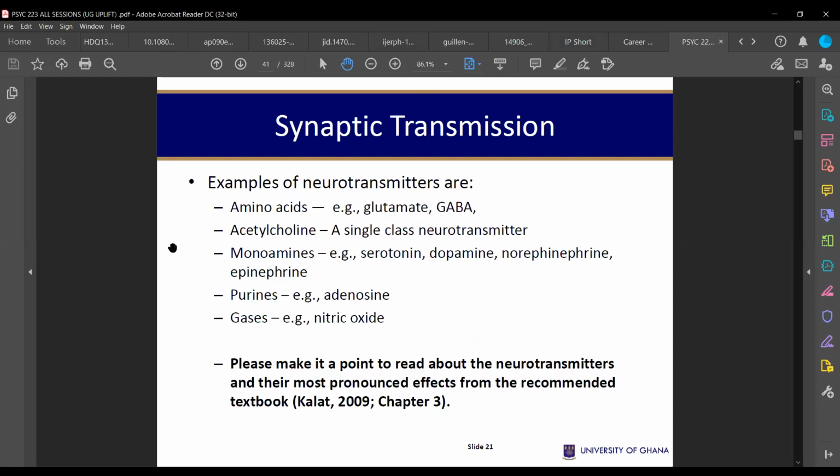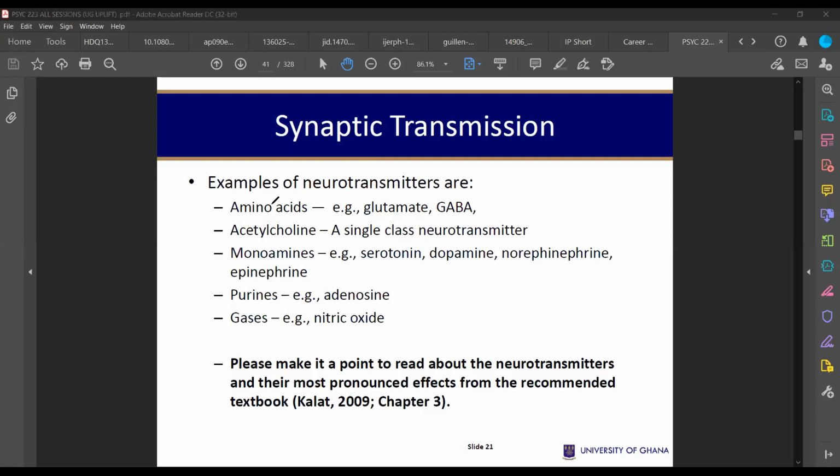So essentially, these are some of the types of neurotransmitters you're supposed to know. Neurotransmitters can be in different classes. When it is amino, we have the amino acids class, and within amino acids, we have different types of neurotransmitters. For now, within your level, these are the ones you're supposed to know: glutamate and GABA.